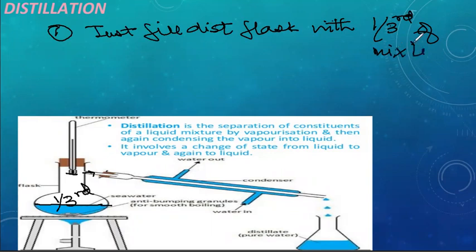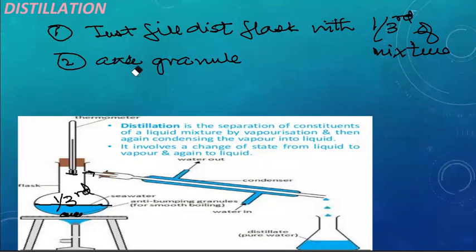Now, after this, the next precaution is that we are going to have anti-bumping granules here. The picture also says anti-bumping granules. Anti-bumping granules are there in order to have smooth heating or smooth boiling. Anti-bumping granules, right?